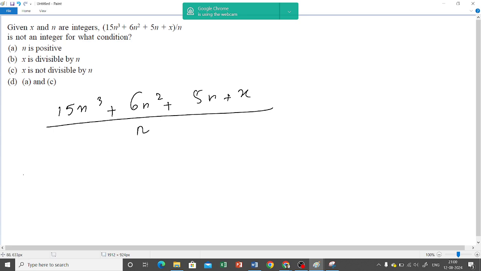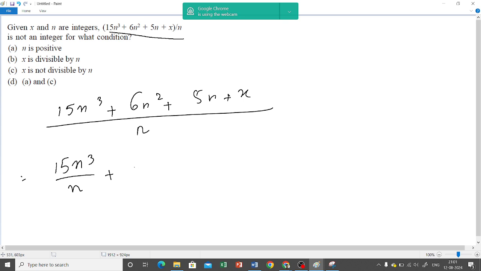Okay, now what we can do is divide each one. So what is the question? Given x and n are integers, this particular thing is not an integer. For what condition? Not an integer means what? There is a non-zero remainder, right? That means when you divide it, it will come 3.5, 4.5 like this.